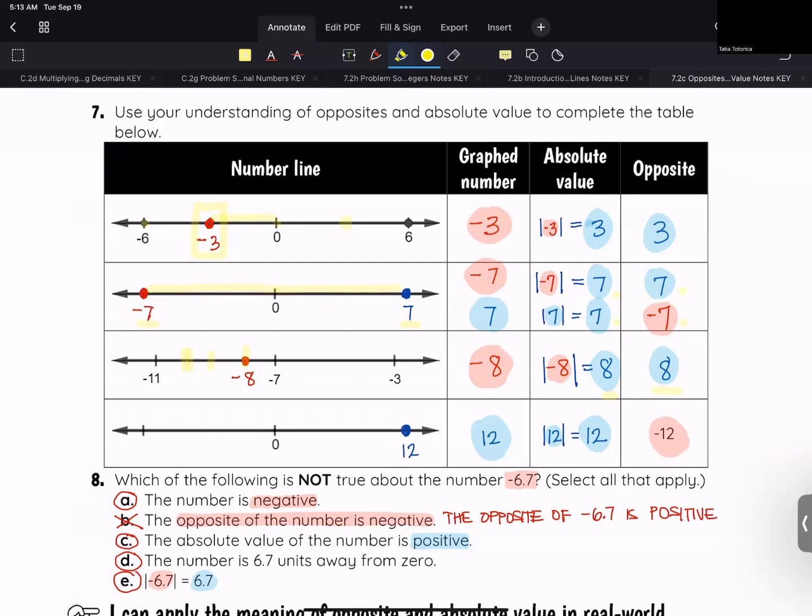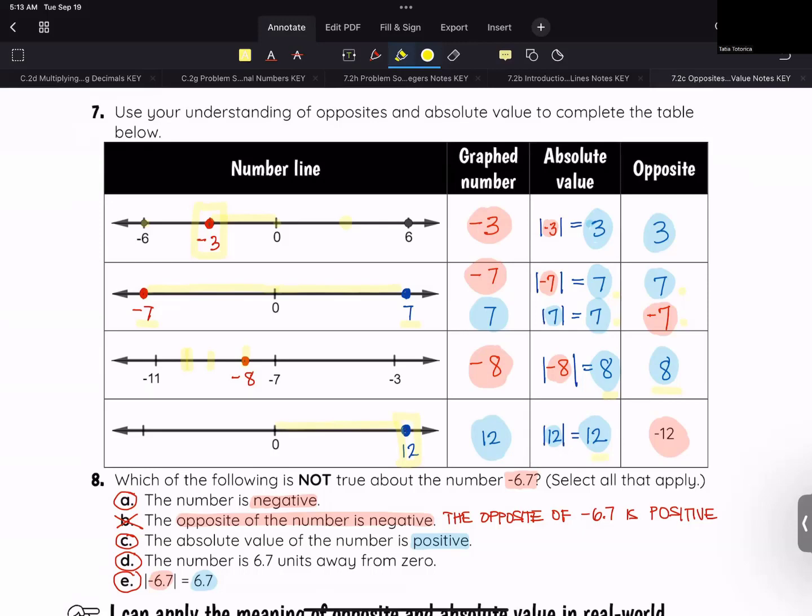Lastly, we are told the number is 12, or excuse me, we're told the opposite is -12. So that means the original graphed number had to be +12, and the absolute value of that, or the distance of that number to 0, is going to be +12.